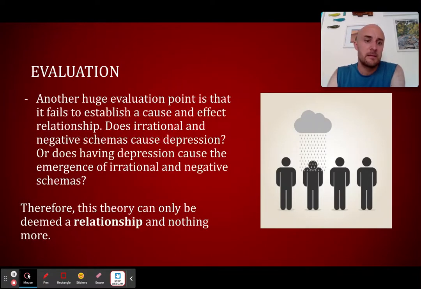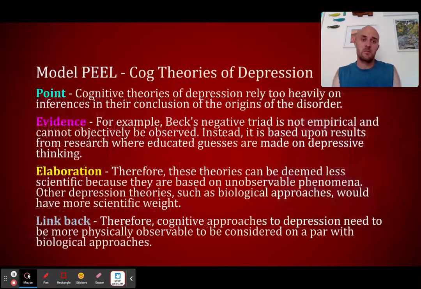And then finally, another one is that, and this is quite a big issue actually, it doesn't actually explain cause and effect. Is there a chance that irrational and negative schemas cause depression, or is there a chance that having depression causes you to have these irrational or negative schemas? So there is a cause and effect issue. So I'd say there's at least 4 good evaluations that you would need to expand on there.